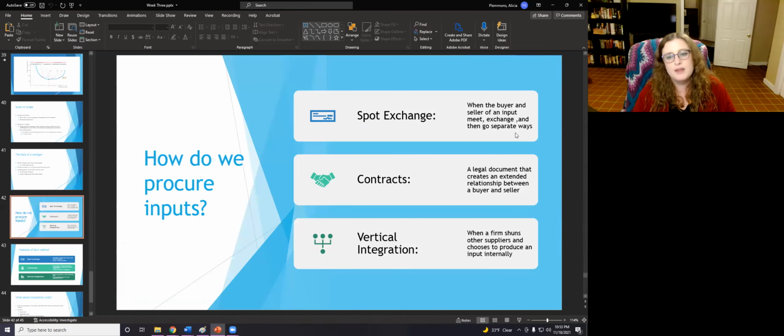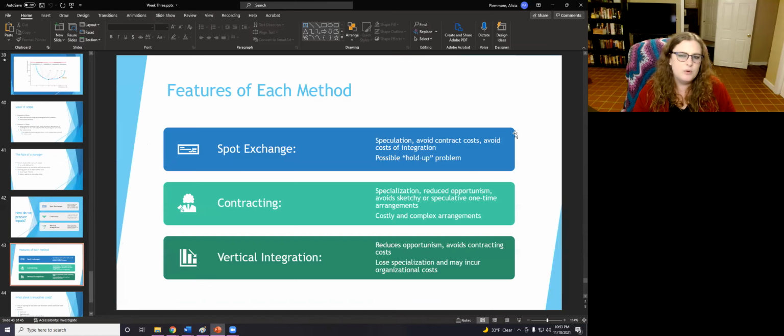Then we started talking about the role of a manager. If I were you, I would at least know the definitions of spot exchange, contracting, and vertical integration. So remember, spot exchange is the idea of a one-time trade. We can avoid contract costs. We can avoid some of the cost of integration. We can avoid speculation, but there might be a possible holdup problem. Someone might screw you over, or they don't really have the reliability of wanting to work with you long term to give you a good product, right? There might be an issue there.